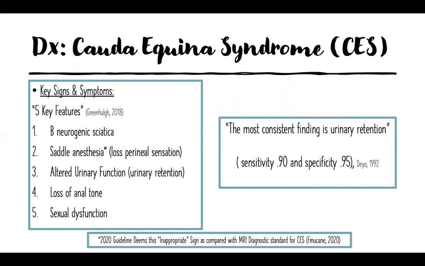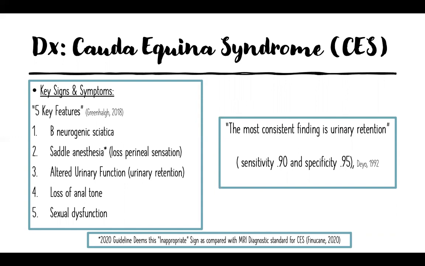And because of these nerve root functions, if those are impinged upon, that's going to dictate some of the loss of function that we see. So primarily loss of motor function, saddle sign or reduced perineal sensation, and then altered bowel and bladder function.